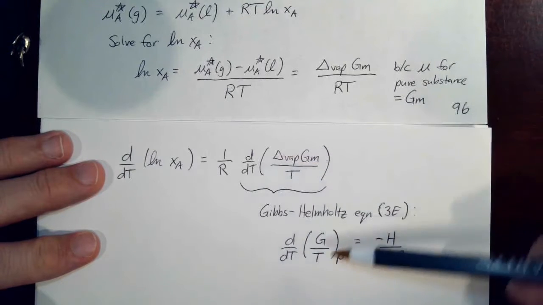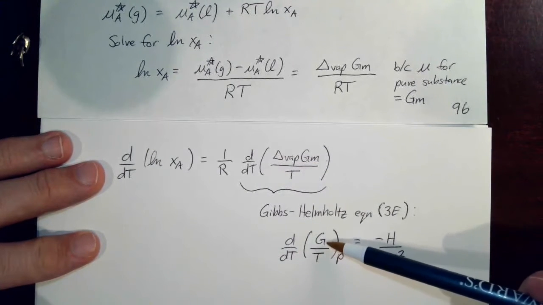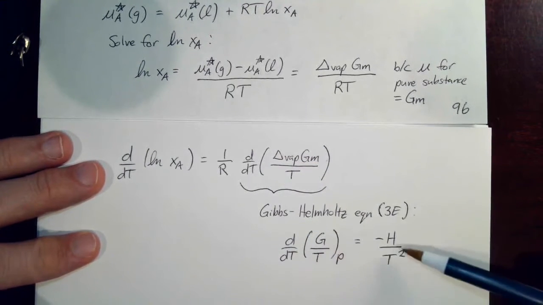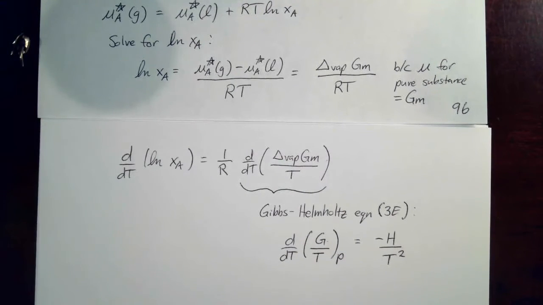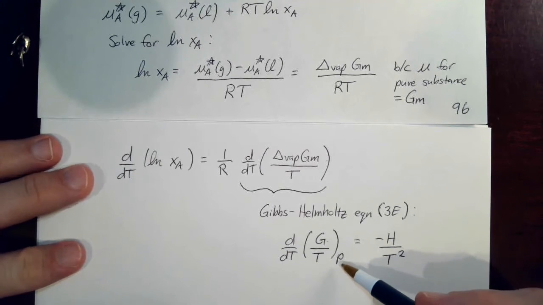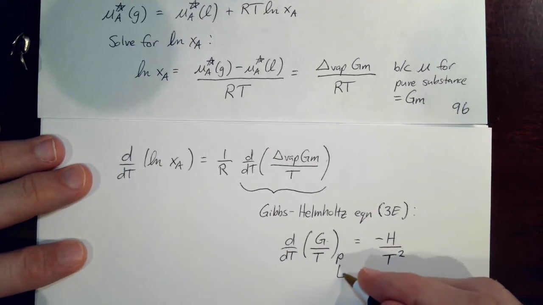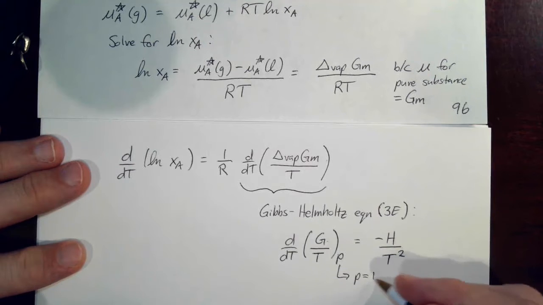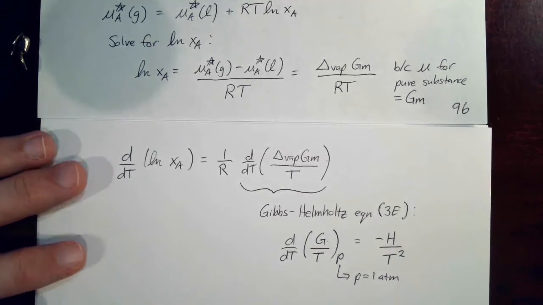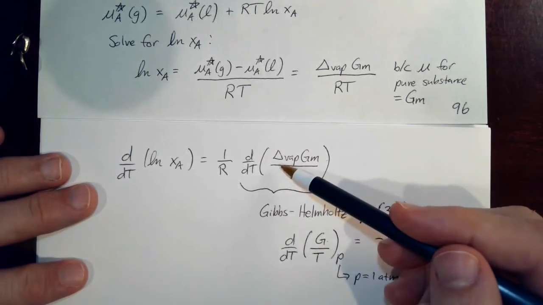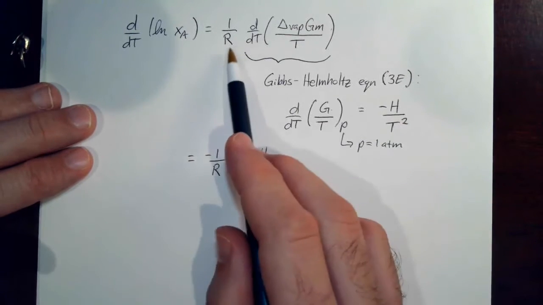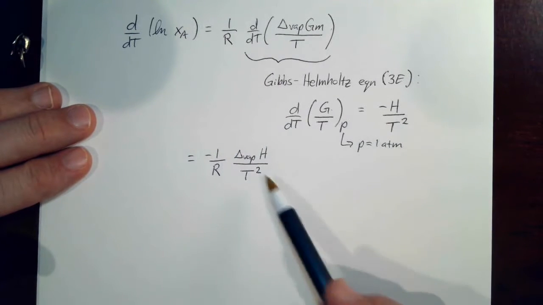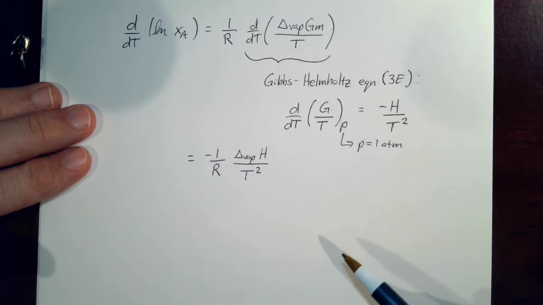This is delta G, so I'm going to use the same argument I've used before. I'm going to do one version of this equation with G initial and H initial, another version with G final and H final, and subtract the two. And just to be sure, is the pressure constant? Yes, remember I said that we were setting the pressure to be 1 atmosphere throughout. Okay, so I'm going to take this result and put it in up here. So I get a minus 1 over R, and then this part is replaced with delta H over T squared.